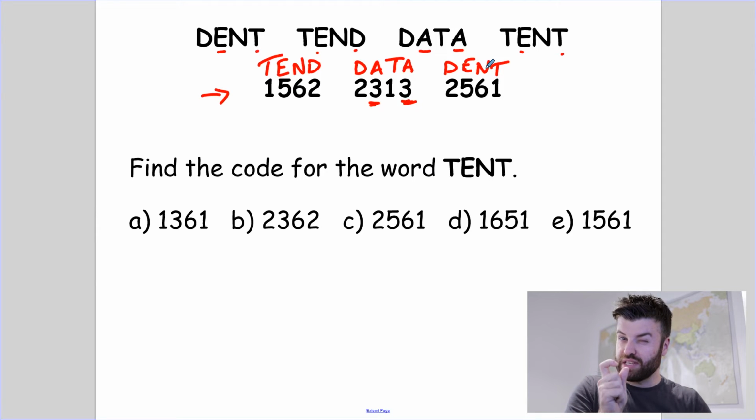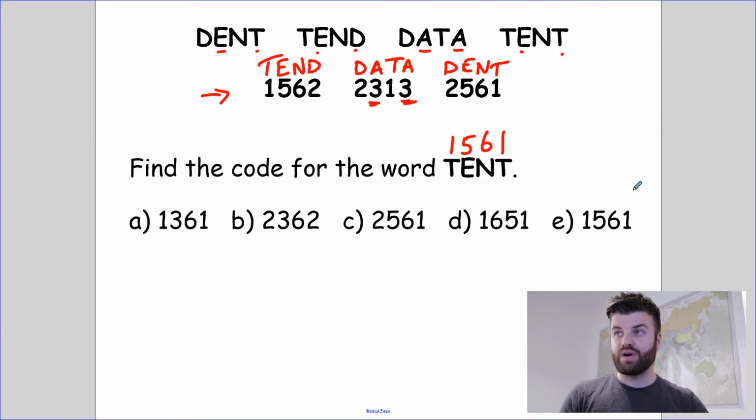So just make sure you ask yourself those questions. Which numbers come up more than once? Match them up with the letters that come up more than once. Now we've got this code. This question will take us 10 seconds to solve. Find the code for the word tent. Well, let's look above. T is 1, E is 5, N is 6, and then T is 1. 1, 5, 6, 1. The answer is E.